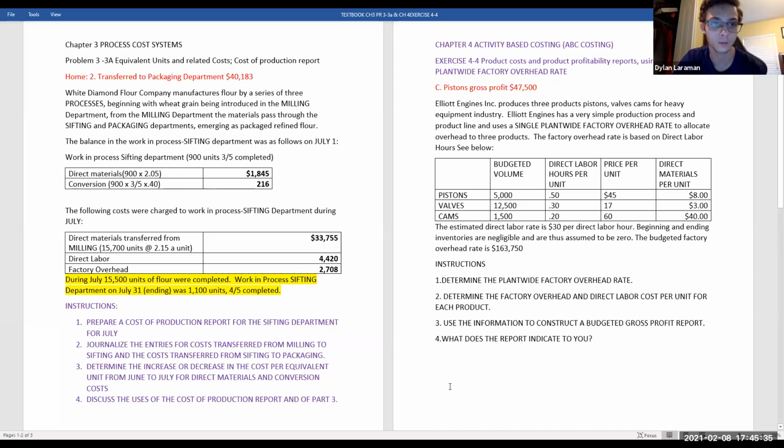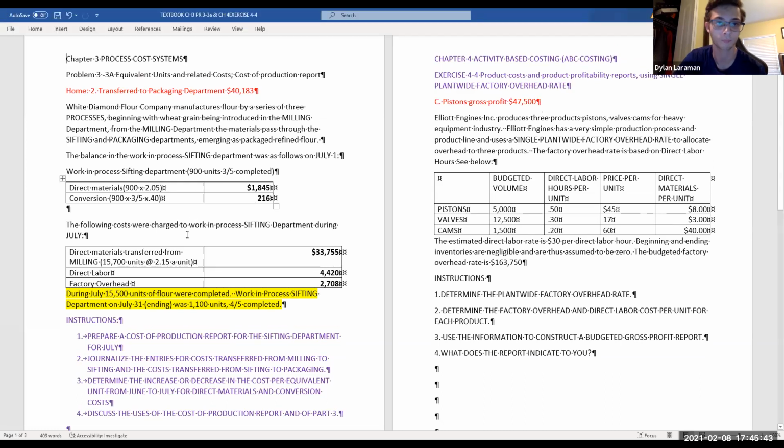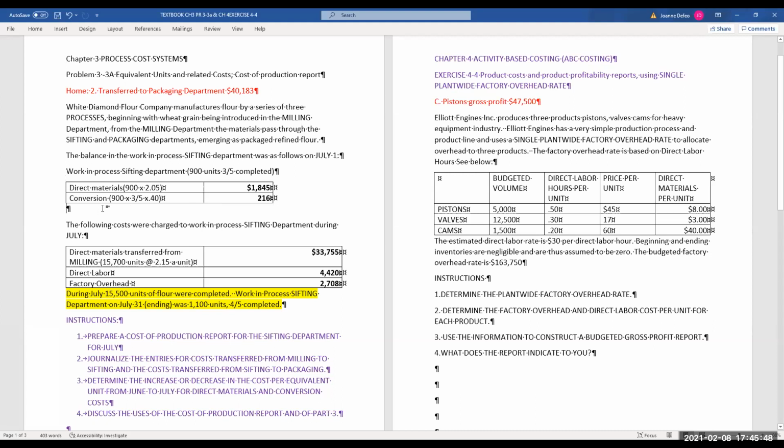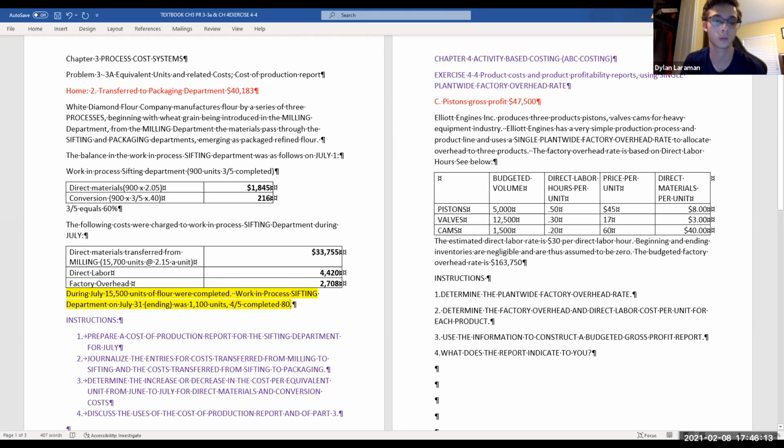Does anybody know how to convert 3/5 into a percentage? You divide 3 by 5. Yeah, thank you, Dylan. And what did you get? I think it's like 60%. Yeah, exactly. So let me just write it over here so we can see. So 3 divided by 5, that's a fraction, equals 60%. And then we have, let's see what else we have. Okay, so 4/5 complete, how much would that equal? 80%. 80% you said? Good.